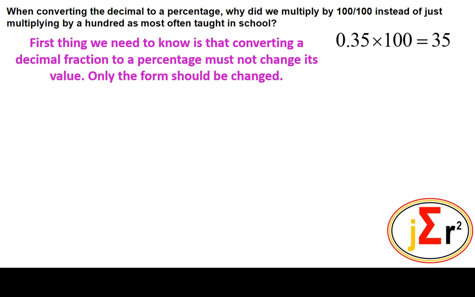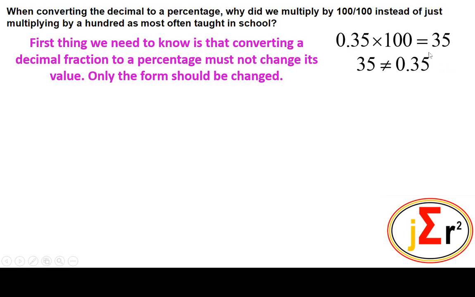0.35 times 100 is equal to 35. The 0.35 turns out to be 35, which is not true. As a matter of fact, 0.35 times 100 is equal to 35 is true. But if we are converting a number to a percentage, the value should not change. Therefore, whereas we begin with 0.35, we should not end with 35.